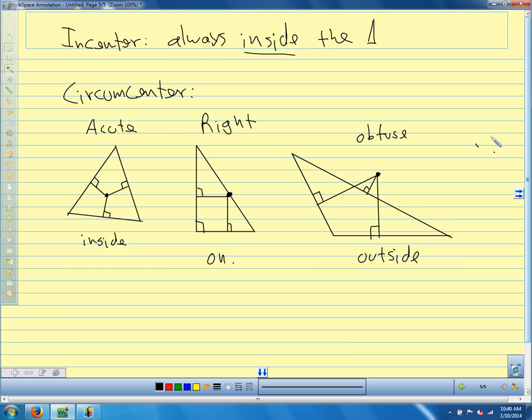So the last thing I want to do is go through a couple of examples, the kinds of problems that you're going to see on a quiz or a test, that they'll ask you to do on homework, that have to do with the incenter and the circumcenter. So, questions before we go on? Okay.